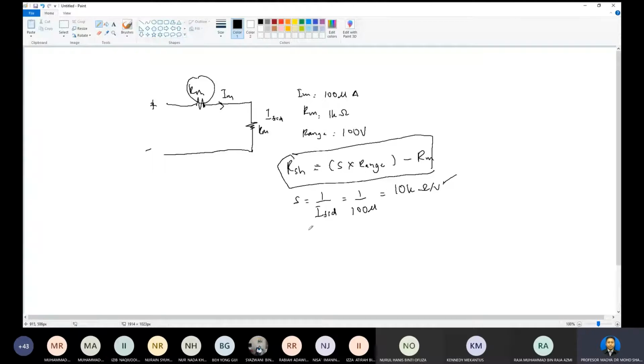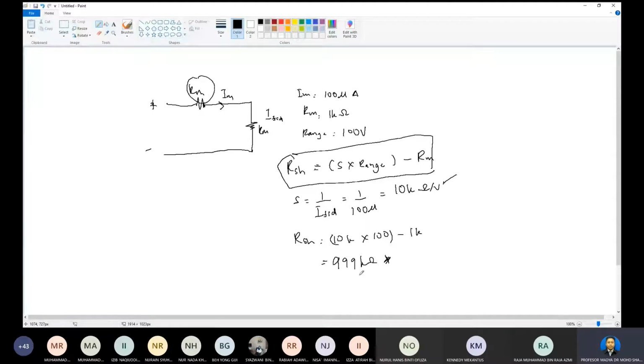Then substitute the sensitivity to calculate the multiplier resistor. S equals 10k multiplied by the range, which is 100, minus RM, which is 1 kilo ohm. So the multiplier resistor equals 999 kilo ohms. That is the answer for the multiplier resistor. You can check, the answer will be the same: 999 kilo ohms.